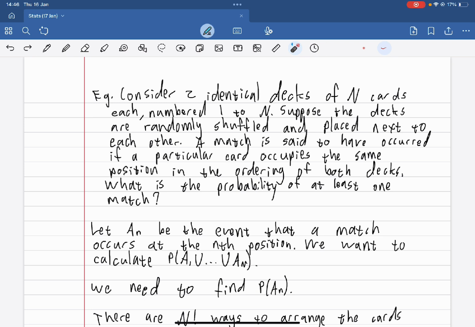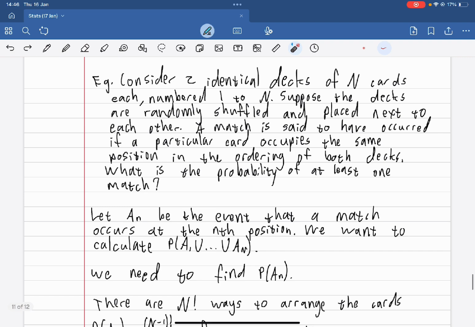So for example, let's say we shuffle the 2 decks and there's a king of hearts in position 13 of both decks. That would be a match. So we're looking for the probability of at least one match. So there can be 2 matches, there can be 3, but we're just looking for at least 1.